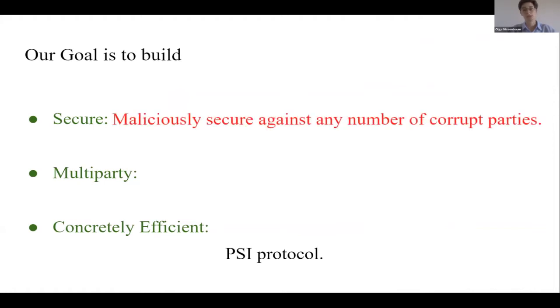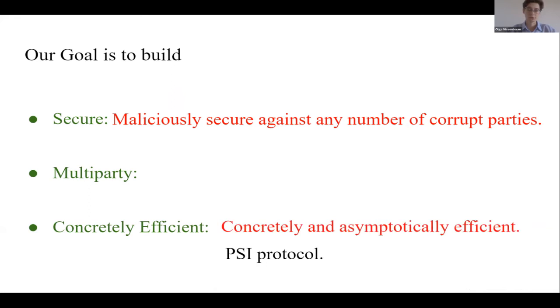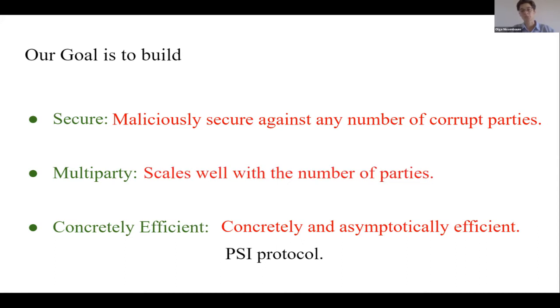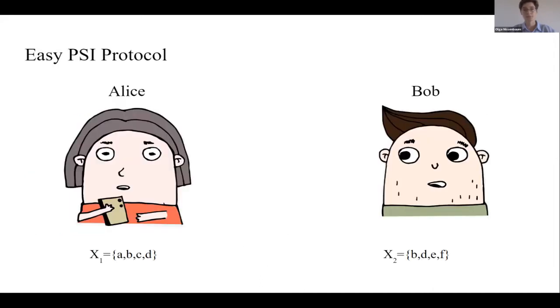We would like to obtain security against any number of parties actively abusing the protocol. We achieve concrete efficiency, which means that the protocol is efficient in execution with a realistic number of parties and set sizes, not only having a good asymptotic complexity, meaning that the speed does not decrease too fast with the growing parameters. And we want our PSI protocol to scale well with the number of parties and the input size.